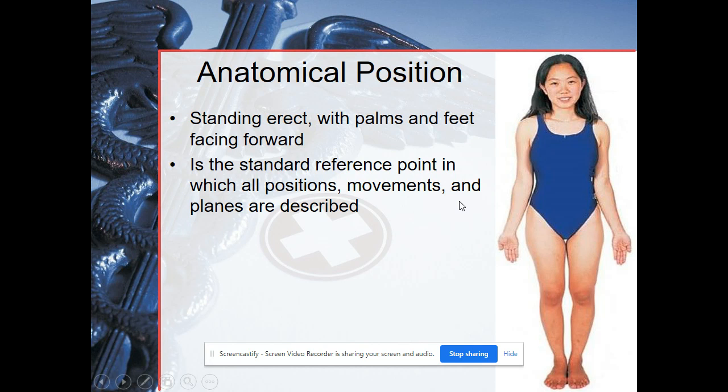All of the body parts, movements in the body, everything is described from this position. If you were in the classroom right now, I would have you stand up and model the anatomical position. So wherever you are listening to this, you might like to pause it, stand up, and make a note to yourself: this is the anatomical position.